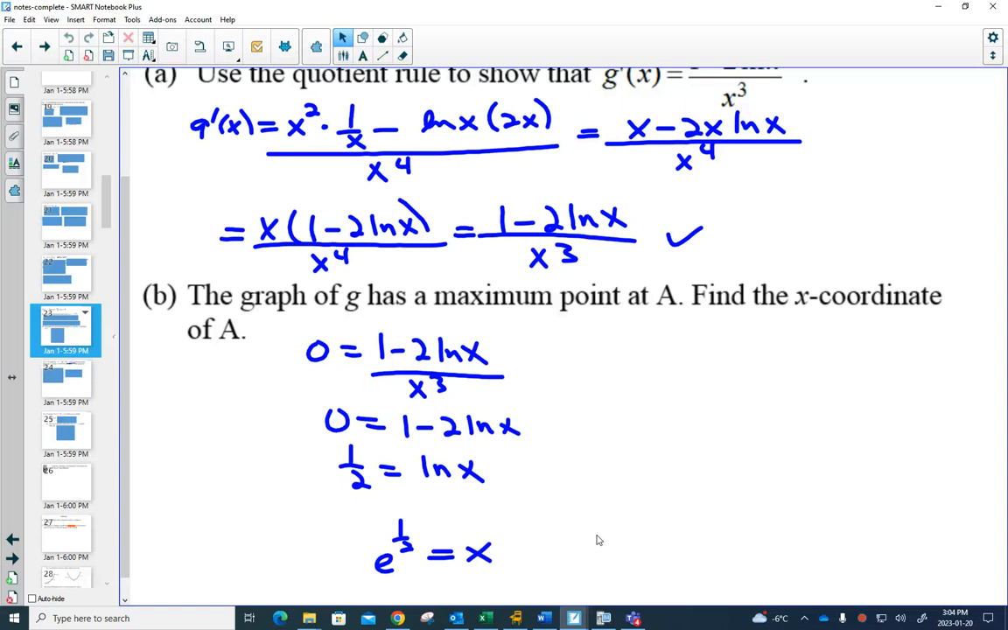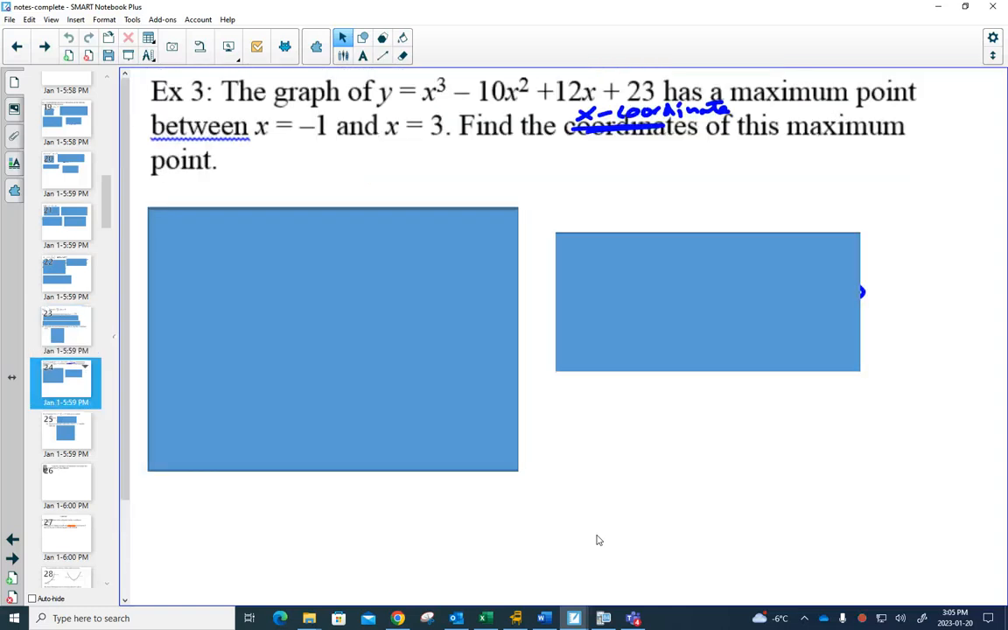If you got more than one answer, you'd still have to do your number line to check, oh, one of them might be a maximum, one of them might be a minimum, but this one only has one value, so therefore no extra work would have to be shown. All right, try this one on your own.